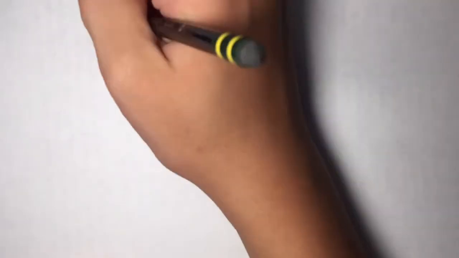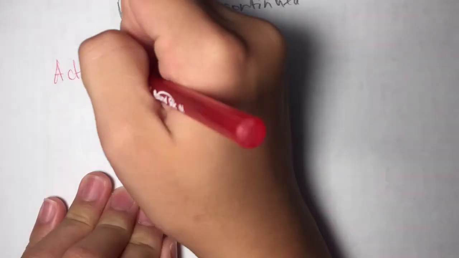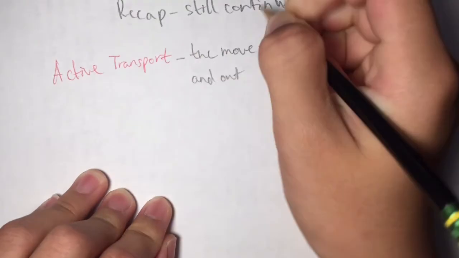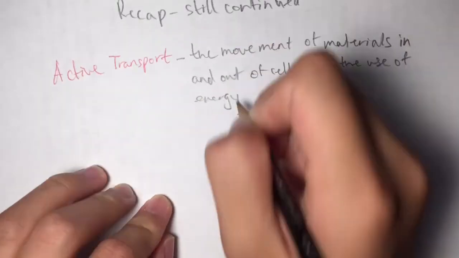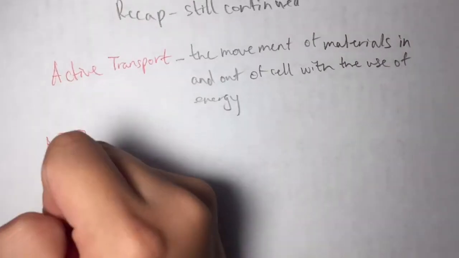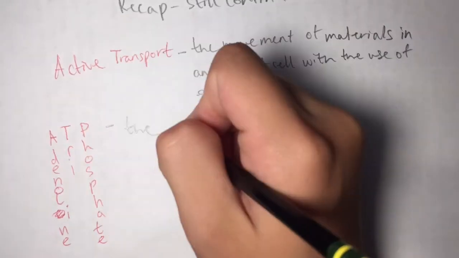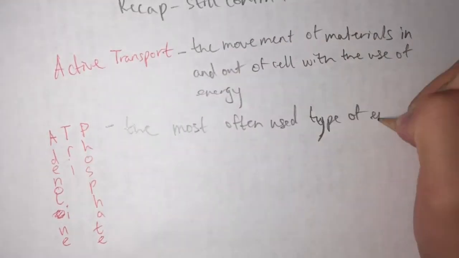Go figure. Anyway, we're once again continuing this recap, because we just got to recap so much stuff that you learned. Active transport: the movement of materials in and out of a cell with the use of energy. ATP, also known as adenosine triphosphate, because it has 3 phosphates, weird little molecules. ATP is the most often used type of energy used to power active transport.